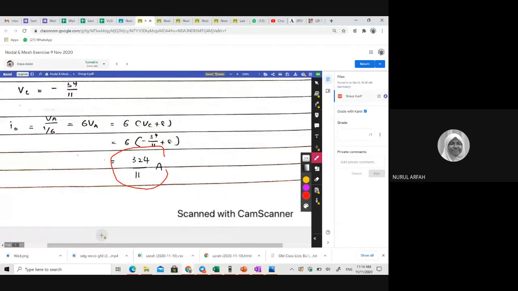Brothers and sisters, please do not put it in fraction form or ratio form, like 34 divided by 11. No, put it in decimal point. Okay, that's good, madam. And with prefix if you have, and also unit. Okay, inshallah.